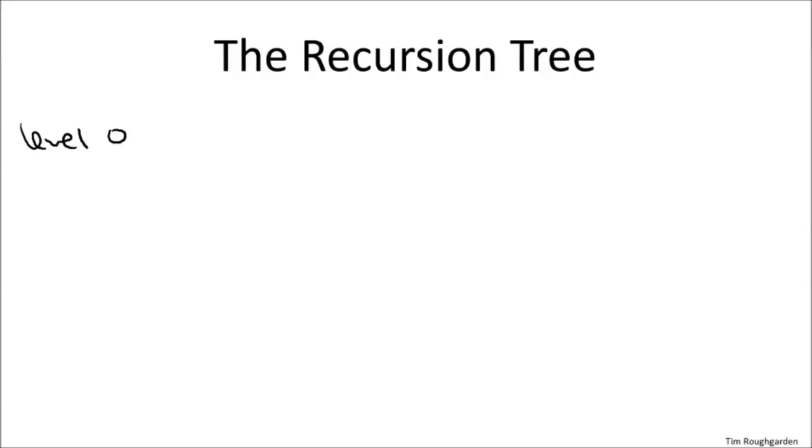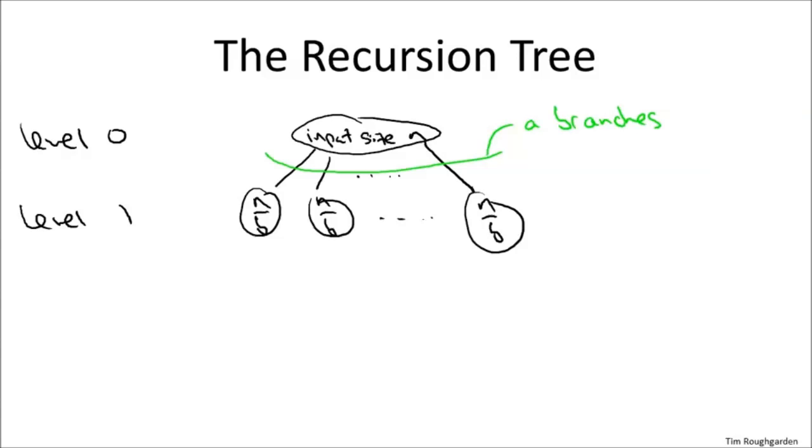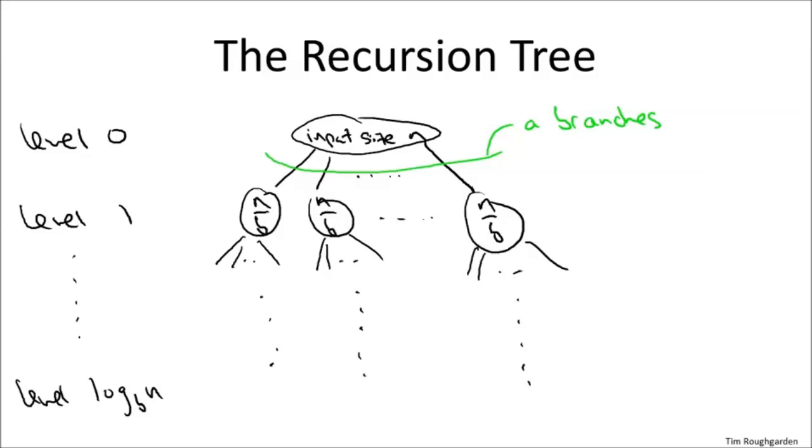Here then is what the recursion tree looks like. At level 0, we have the root corresponding to the outermost call, and the input size here is n, the original problem. The children of a node correspond to the recursive calls. Because there are a recursive calls, by assumption, there are a children, or a branches. Level 1 is the first batch of recursive calls, each of which operates on an input of size n over b. At level log base b of n, we've cut the input size by a factor b this many times, so we're down to 1, so that triggers the base case.